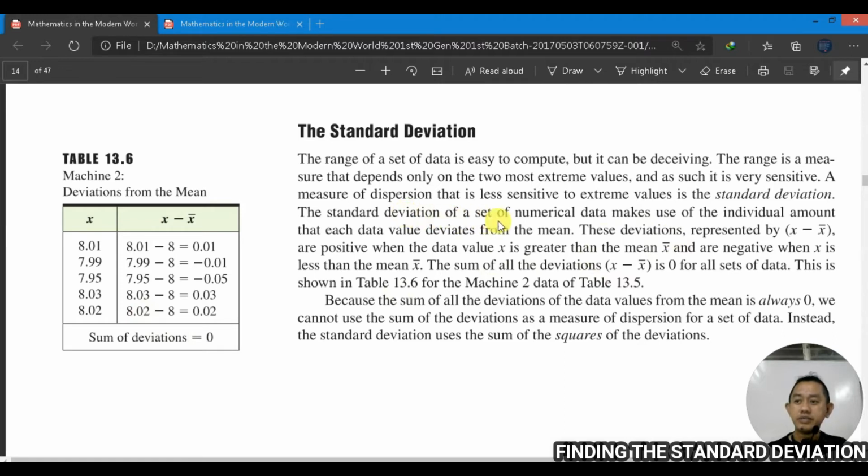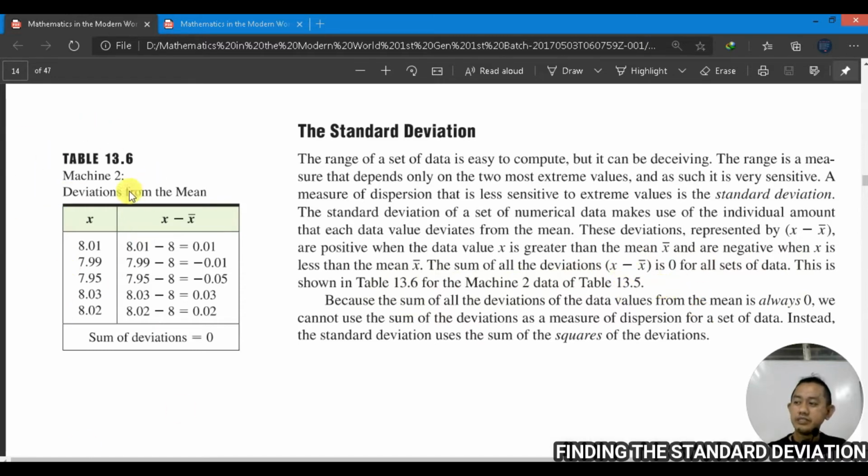So the standard deviation of a set of numerical data makes use of the individual amount that its data value deviates from the mean. So gikan sa original, gikan sa katong average niya, ang mean. So this deviation is represented by x minus x bar or x minus mean. So are positive when the data value x is greater than the mean or x bar, and are negative when x is less than mean. So the sum of all deviations x minus x bar is zero for all sets of data.